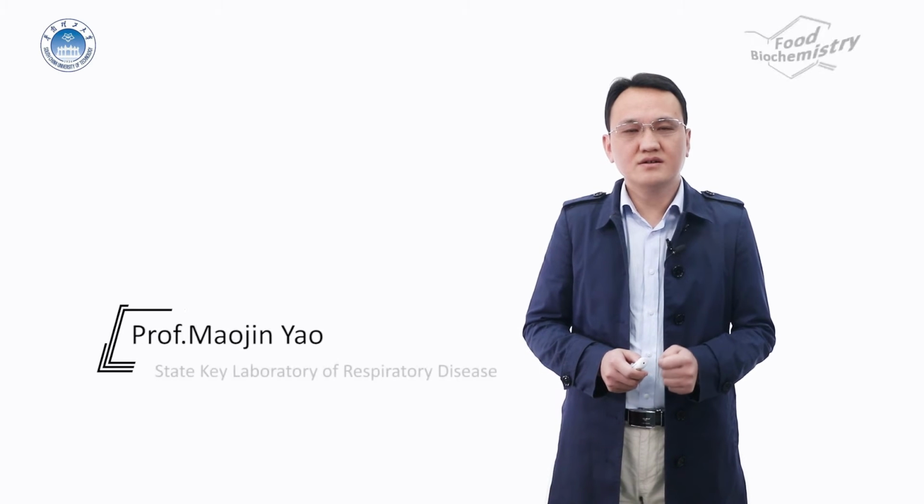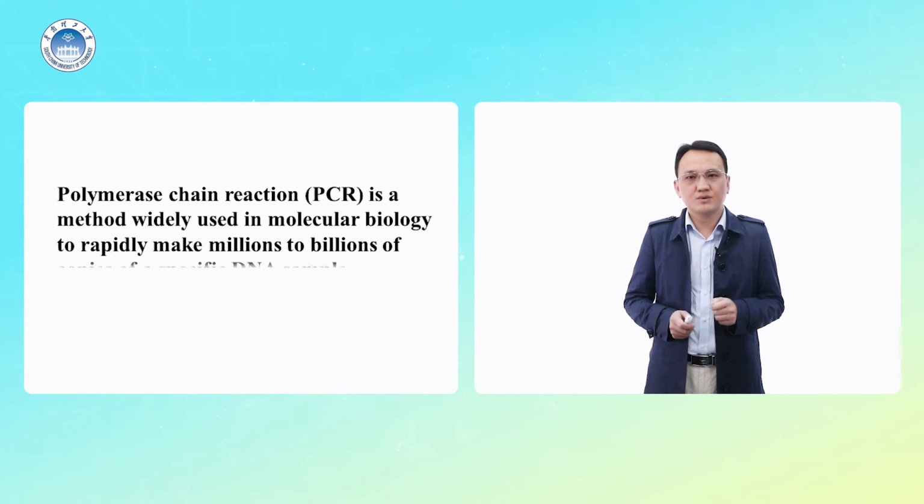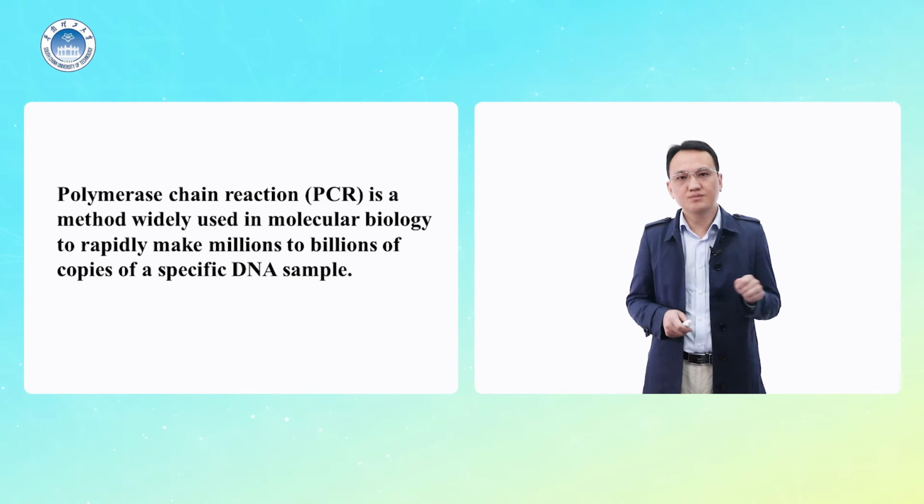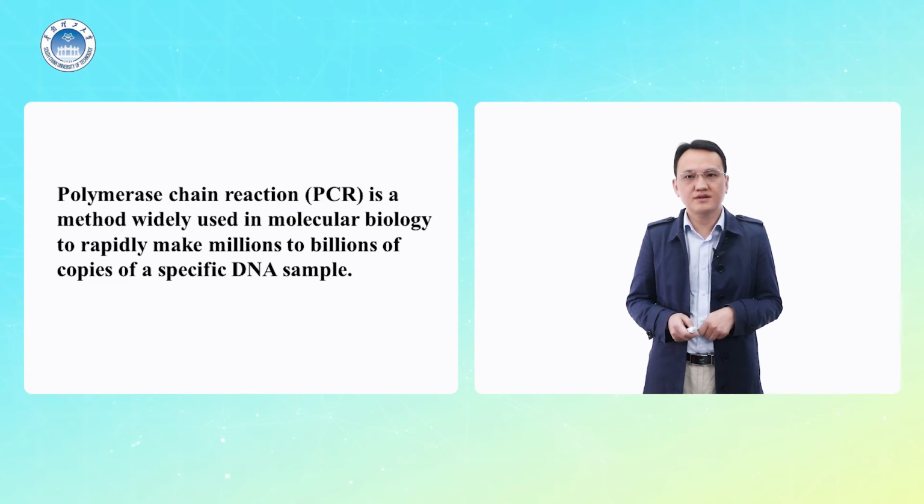Hello everyone, we're going to talk about exploring the genes and the genome. First, we briefly introduce the principle of PCR. Polymerase chain reaction, which is called PCR, is a method widely used in molecular biology to rapidly make millions to billions of copies of a specific DNA sample.